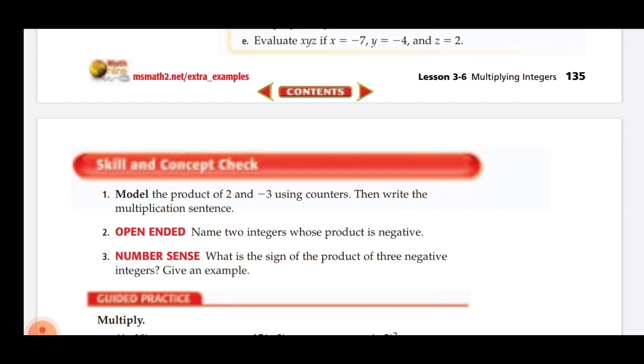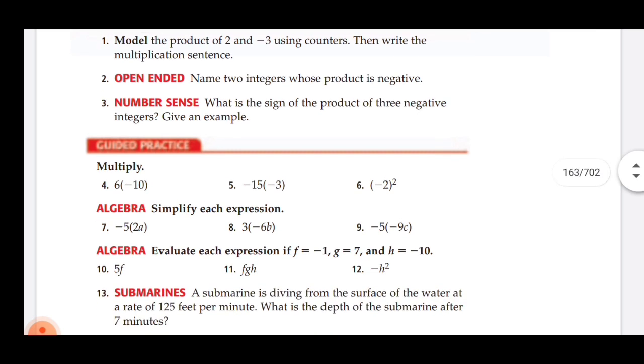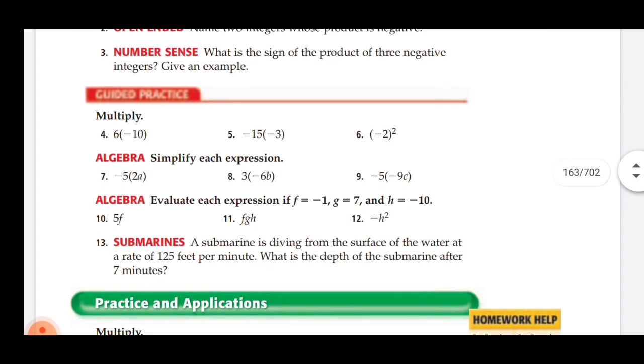Skill and concept check. 1. Model the product of 2 and -3 using counters. Then write the multiplication sentence. 2. Open-ended. Name two integers whose product is negative. 3. Number sense. What is the sign of the product of three negative integers? Give an example.